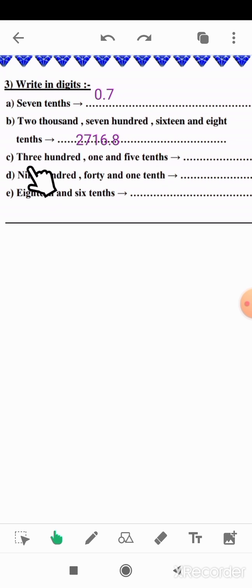Number C, 301 and 5 tenths. We have here 301 and 5 tenths. Number D, 940 and 1 tenth. 940 and 1 tenth. Okay. Number E, 18 and 6 tenths. 18 and, as a point, 6 tenths.